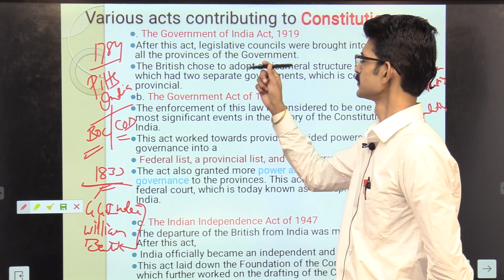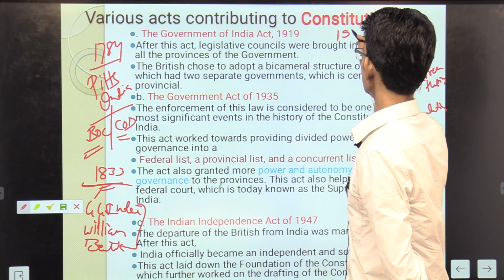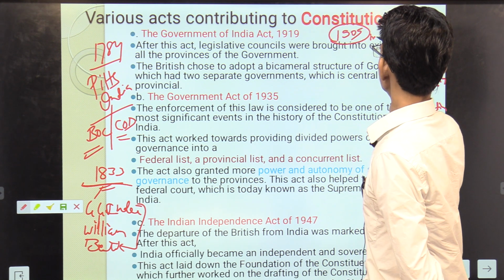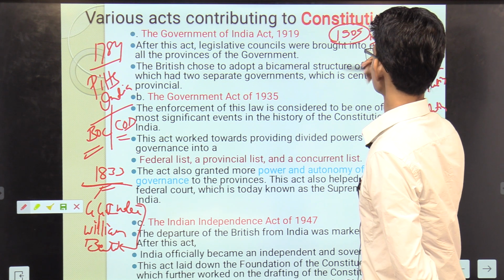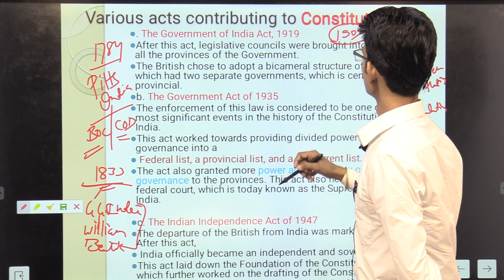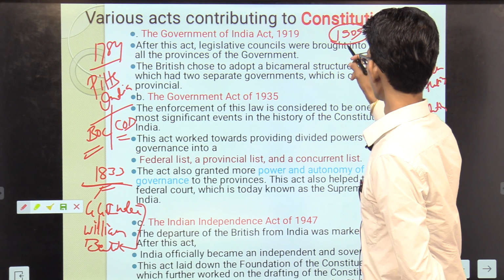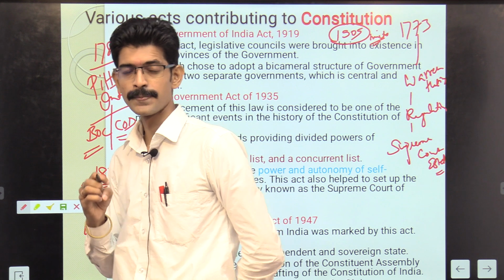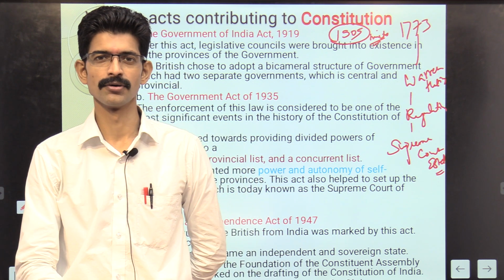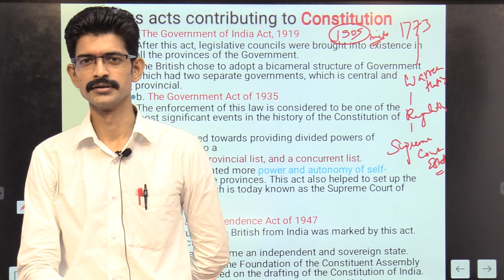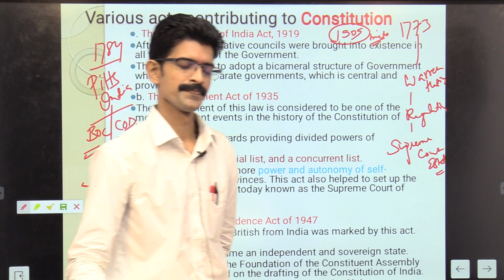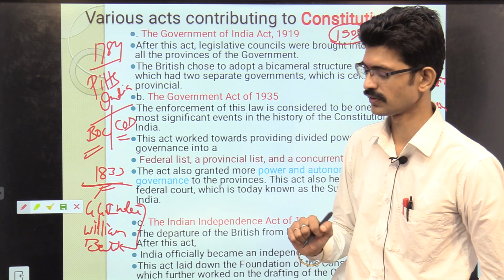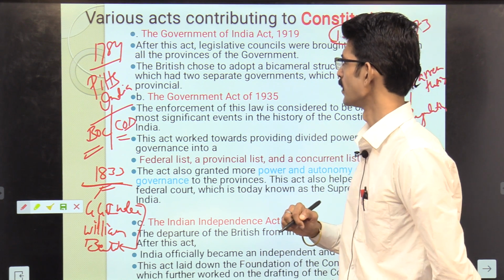Then comes the 1909 Morley-Minto reforms, in which Lord Minto was there. Before him there was Lord Morley, and Morley and Minto created the 1909 Act, and under this there was a separate form of government which was discussed with the other features and various parts, and that also led to the creation of the provincial government. It also provided the power.